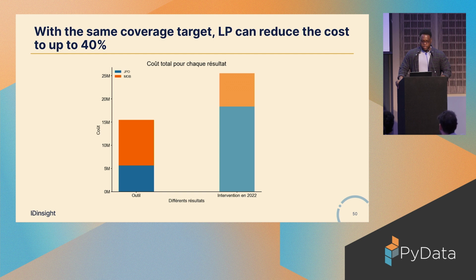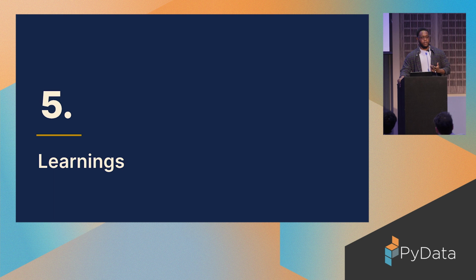So here we can see that on the left, our cost is 40% less than the cost on the right, which is the planning in 2022, meaning that with linear programming, we're able to reduce the total cost. With the same coverage, we were able to reduce the total cost by up to 40%, which is a great number and definitely means that using linear programming can be useful to the use case of the government.